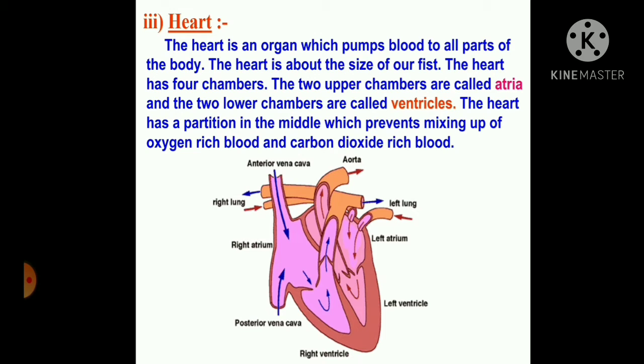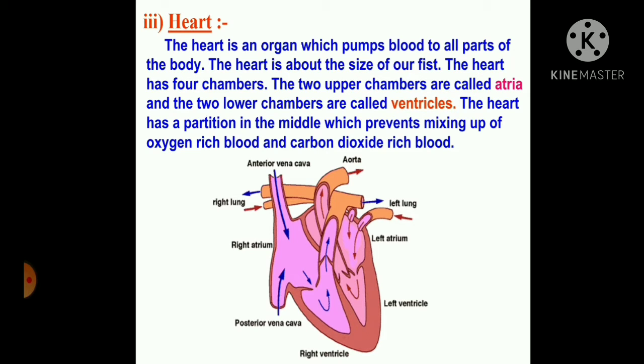What is heart? You will know what is heart, but we are going to study heart and we are going to know the exact definition. So let's start. The heart is an organ which pumps blood to all parts of the body. We know this that it pumps blood, and we also know that the heart is about the size of our fist. But now let's learn deeper.